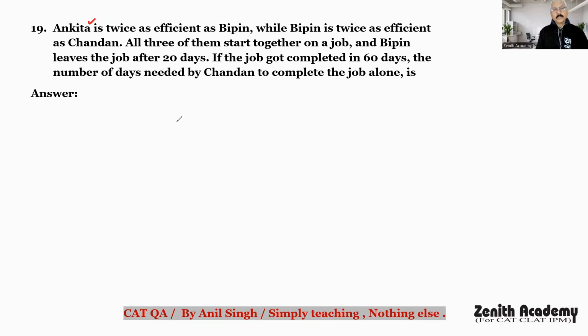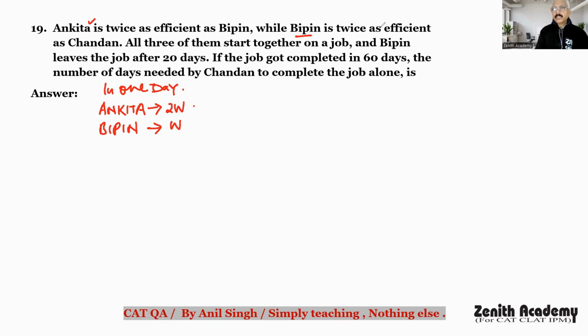Ankita is twice as efficient as Bipin. It means in one day, if Ankita finishes 2W work, then Bipin will finish only W work.